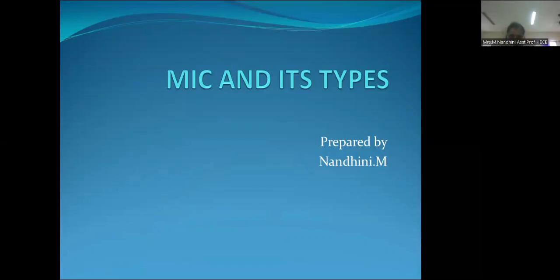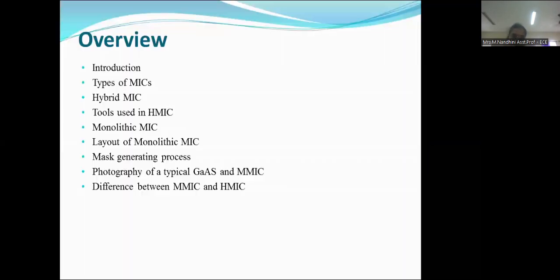In this session, we will study MIC and its types, that is, microwave integrated circuits and their types. In this lesson, we will study the introduction and the types of microwave integrated circuits, what a hybrid MIC is, that is, hybrid microwave integrated circuits, and the tools used in HMIC and MMIC, that is, monolithic IC. We will also cover the layout of monolithic IC, the mask generating process, the photography of GaAs MMIC, and the difference between HMIC and MMIC.